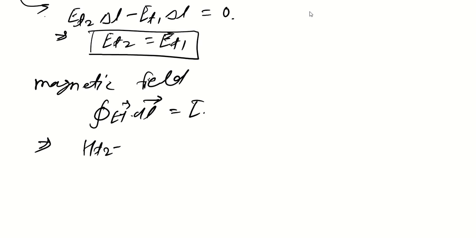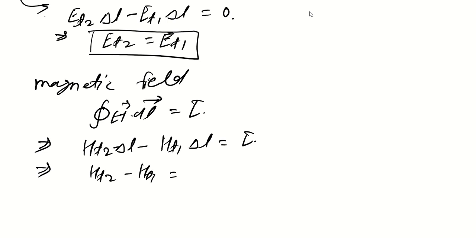Ht2 delta L minus Ht1 delta L will be equal to I, the total current, which can be considered as Ht2 minus Ht1 will be equal to what? I divided by delta L, which can be considered as K, which is what? Current density, ampere per meter, right? So this is surface current density.